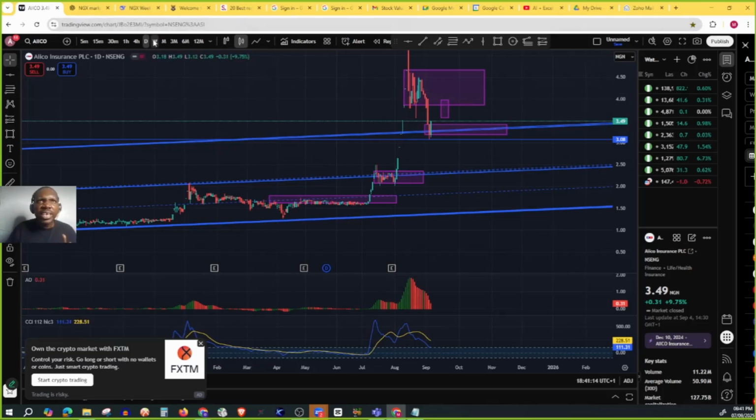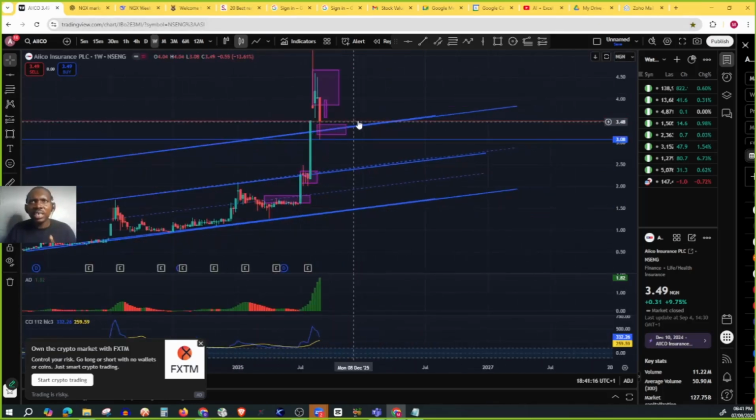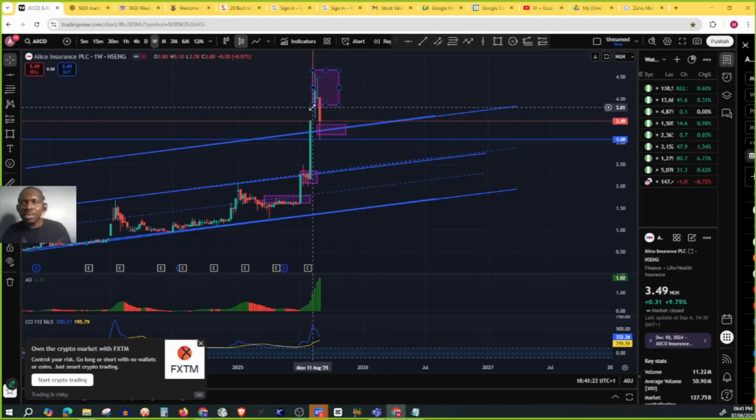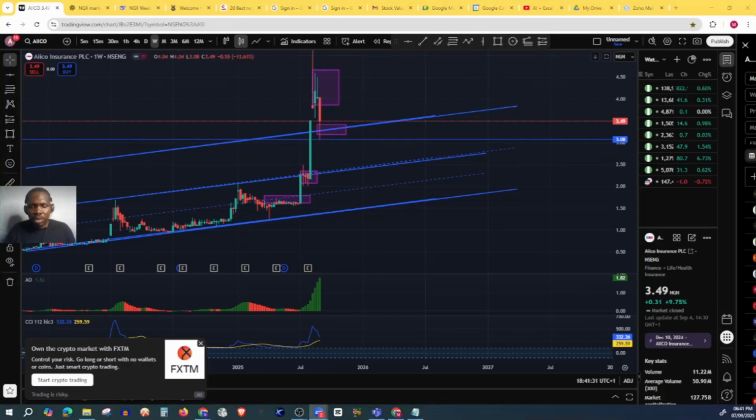Because on the weekly, we have a bearish body. You know what it means to have a bearish body? That means it's the sellers that dominated last week. The buyers did not have much pressure. It was only on the last trading day that they managed to come back up. So that is how we are going to look at it.